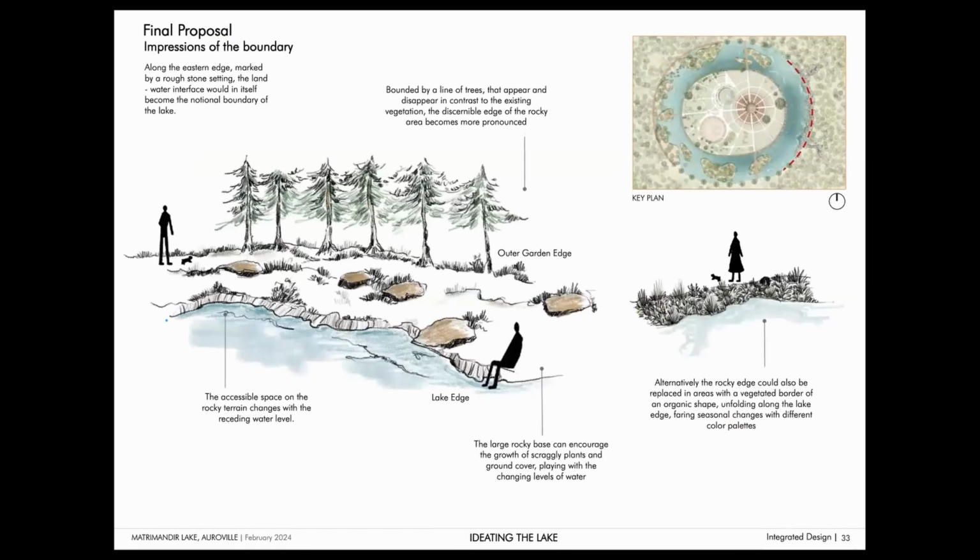If you please notice the key plan to the top right, we have highlighted where these visual expressions are being foreseen. This is towards the eastern edge, where the outer gardens roll very gently through a series of grasslands and rocks into the water feature.